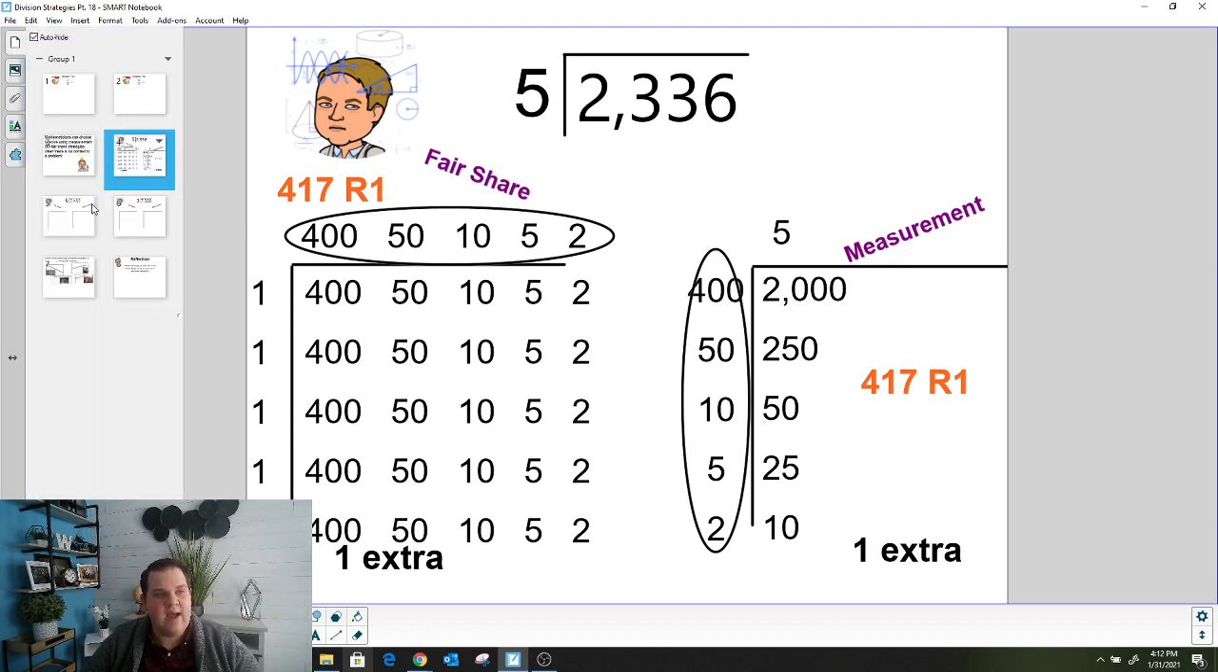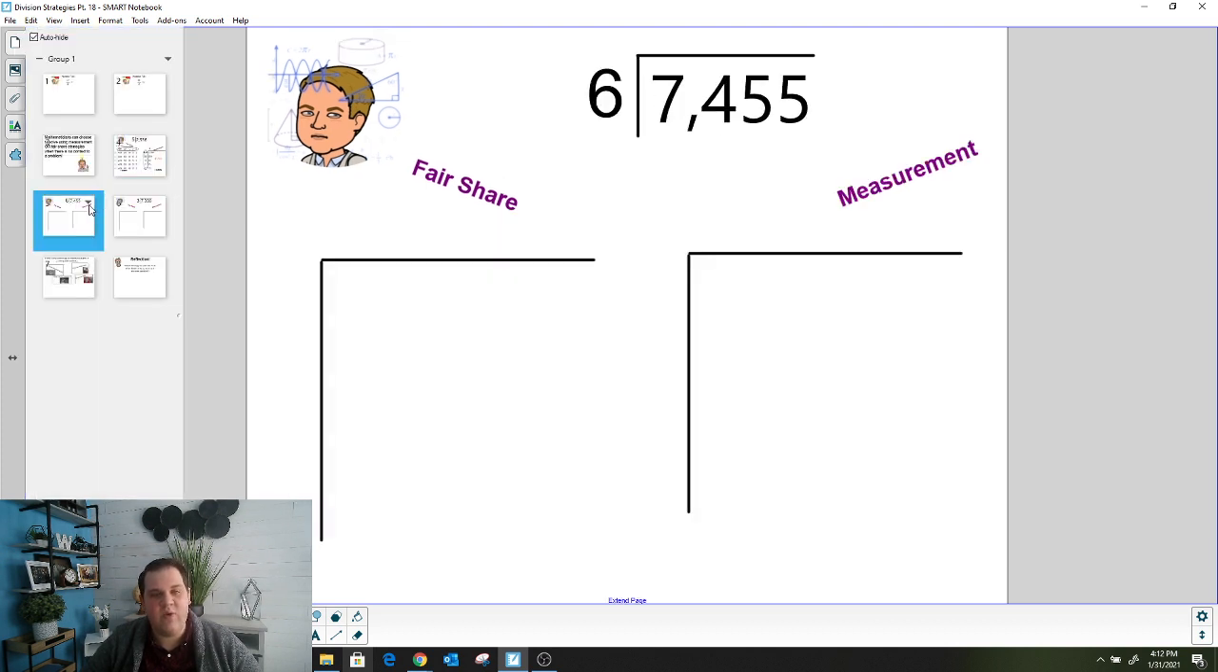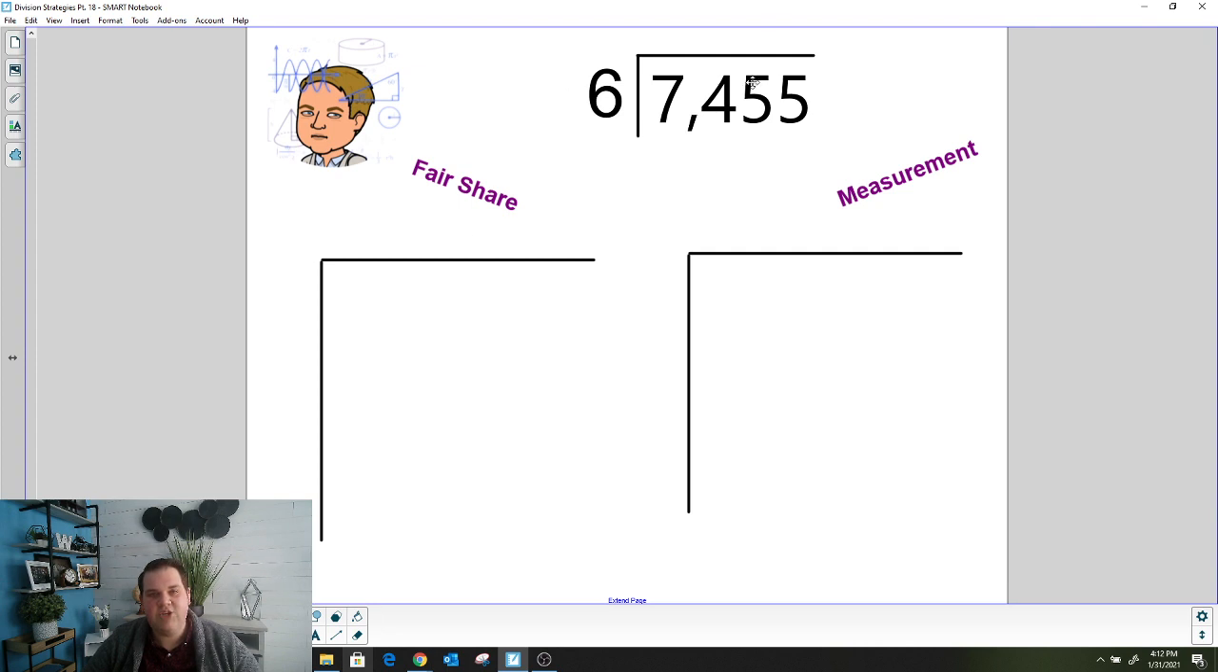And in mini lesson, I have 2 that we're going to do together. I want you to choose, as you think about this one, 7,455 divided by 6. Will you use fair share as a strategy, or will you use measurement? Go ahead and enter into play pause it what you'll do.